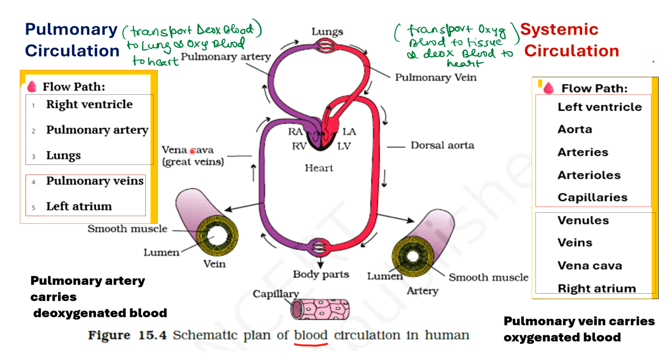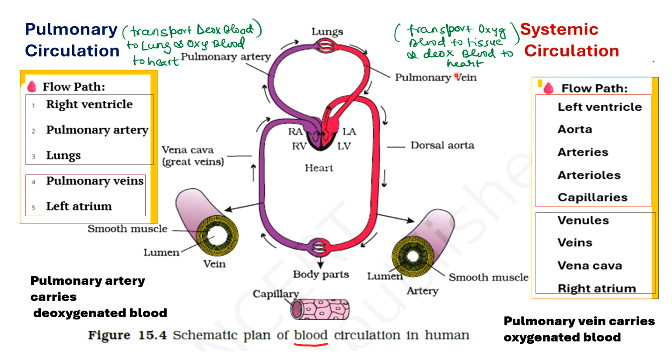That's very important again. These pulmonary veins transport the blood to the left atrium. So a question can be asked: the left atrium receives the blood from the pulmonary veins. Very important. Now, the pulmonary vein is also the only vein which carries oxygenated blood. Now come to the systemic circulation.